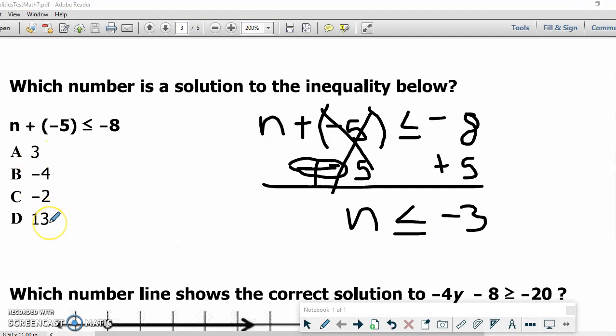So we replace one of these values with n and see which one leaves a true statement. So n is less than -3. Is 3 less than -3? No. -4 is less than -3, so that will work. And let's just make sure the other two will not work as well. -2 is not less than -3, and 13 is not less than -3. So the only possible answer is B, -4. Remember, this is an inequality, so inequalities can have more than one solution.